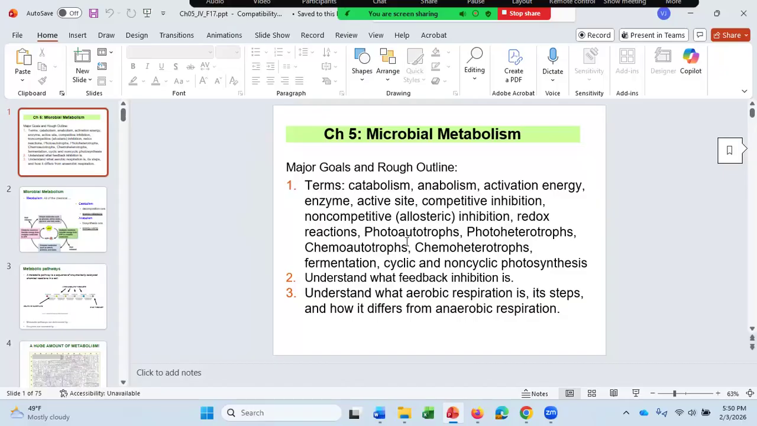Now remember, these are the major goals. To know all the goals, you need to look at the objectives for chapter 5. Also in chapter 5, know what feedback inhibition is. And then lastly, we'll talk a lot about what aerobic respiration is. So understand what it is, know its steps, and how it differs from anaerobic respiration. Any question about chapter 5?